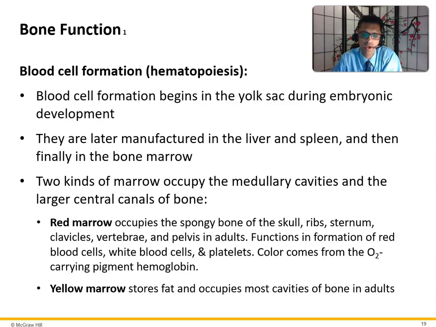There's two kinds of marrow that occupy the medullary cavities. I briefly introduced that to you. That's the red marrow and the yellow marrow. Red marrow occupies the spongy bone of skull, ribs, sternum, clavicles, vertebrae, and pelvis. Functions in the formation of red blood cells, white blood cells, and platelets. So the red marrow is very important. The yellow marrow, as I mentioned before, stores fat and occupies most cavities of bone. So the yellow marrow is what most people eat. The red marrow, they don't eat that. Okay.